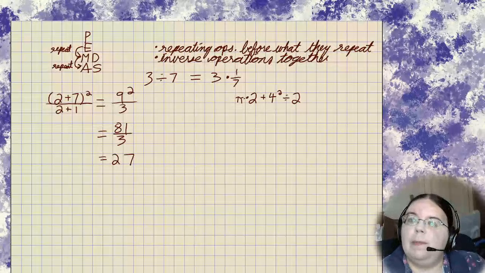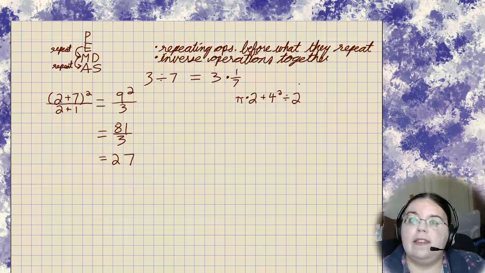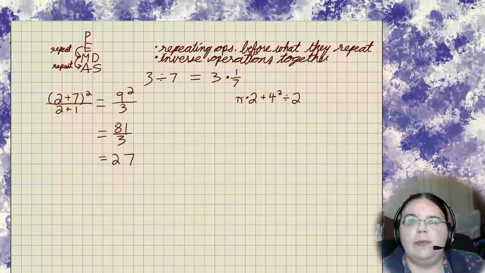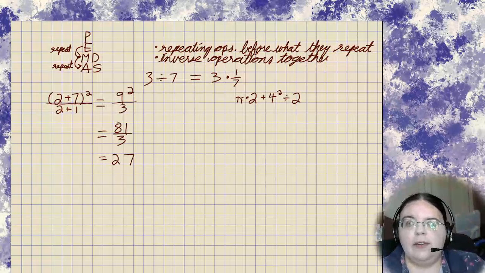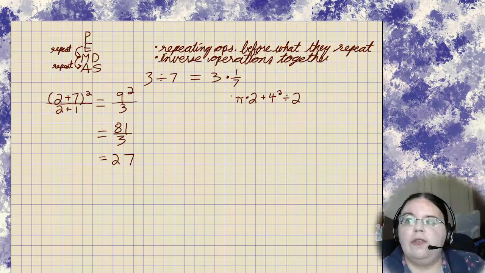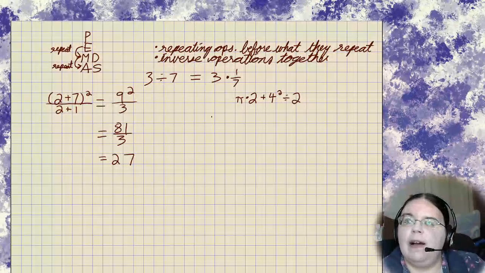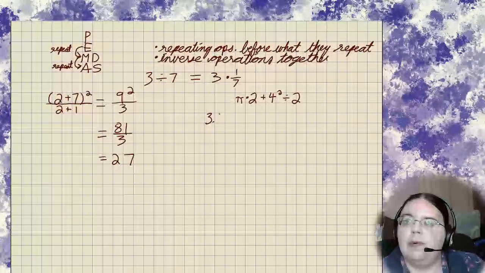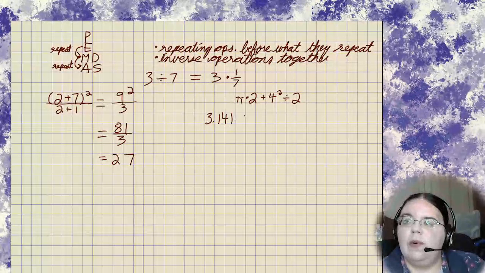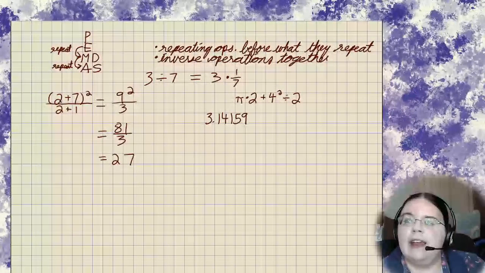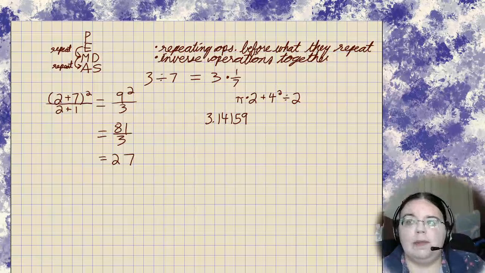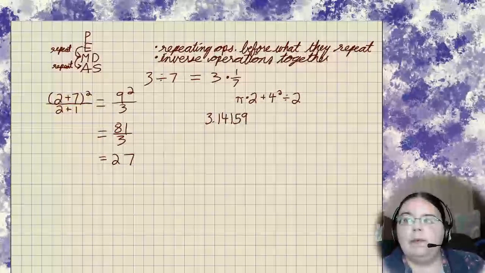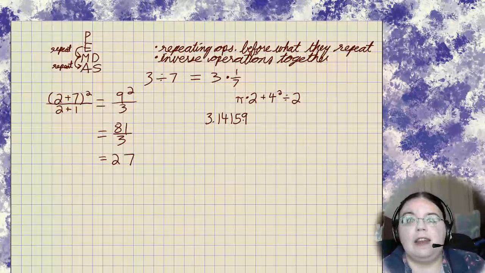Here's another one: pi times 2 plus 4 squared divided by 2. This time we don't have any grouping symbols. Now this pi is a little tricky to work with, and depending on what you're doing, sometimes you'll just leave that as pi. This time I'm going to approximate pi. So pi is about 3.14159. I'm going to round this to 2 decimal places at the end, but I'm going to bring along 5 decimal places in my steps.